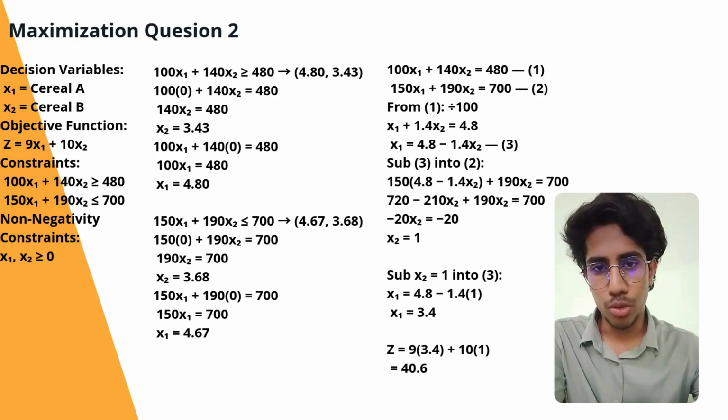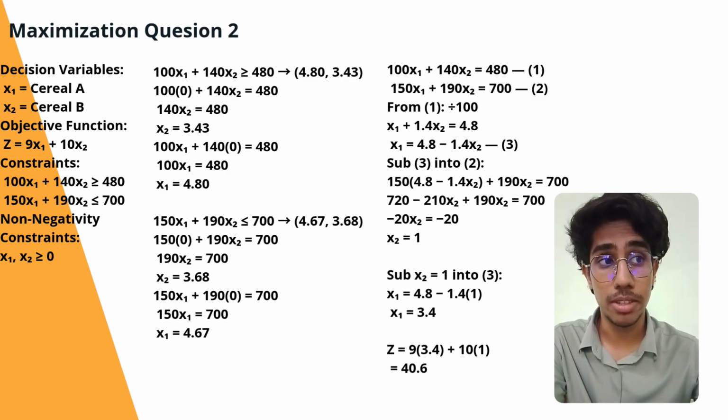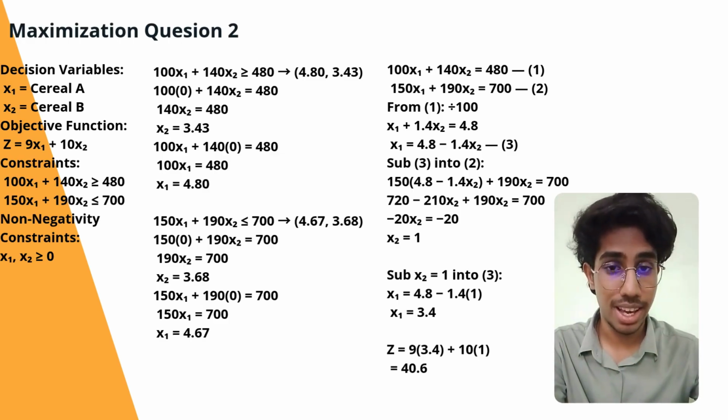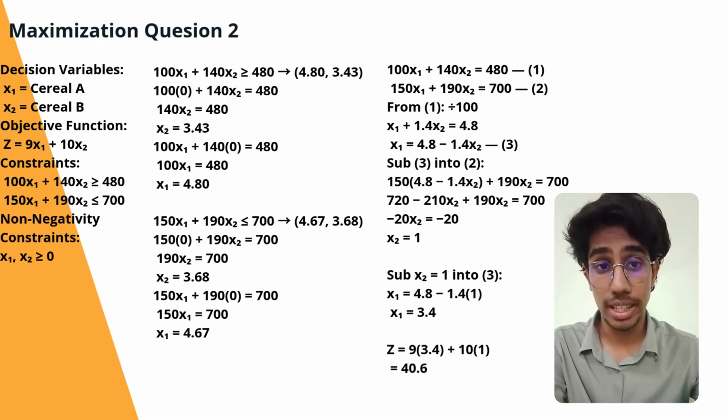Thank you, Rishwin. Moving to maximizing question 2. Our decision variables are x1 for cereal A and x2 for cereal B. So our objective function is z equals 9x1 plus 10x2. We have two main constraints, which are 100x1 plus 140x2 more than or equal to 480, and 150x1 plus 190x2 is less than or equal to 700.